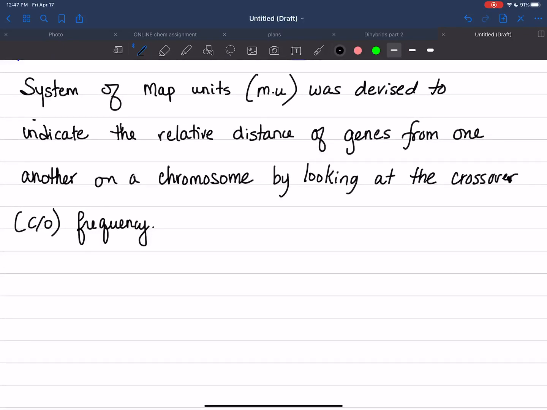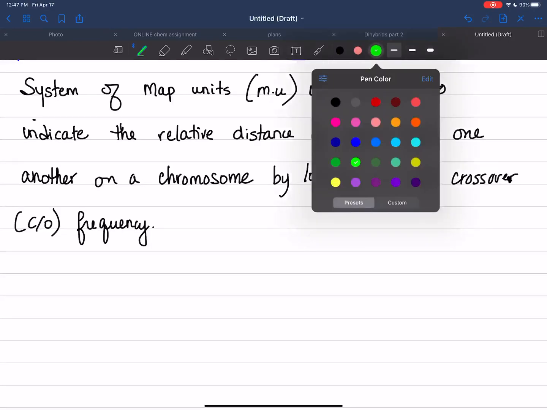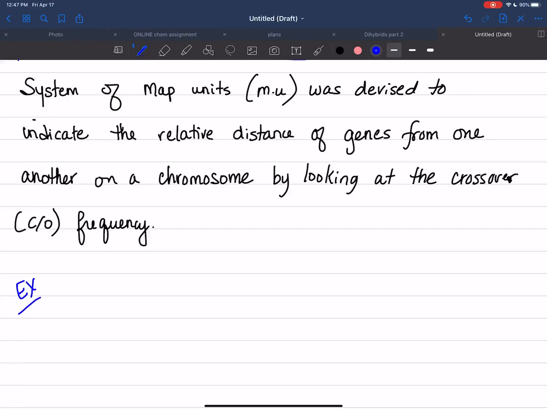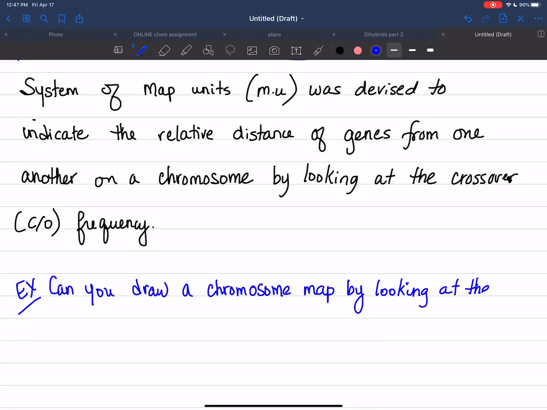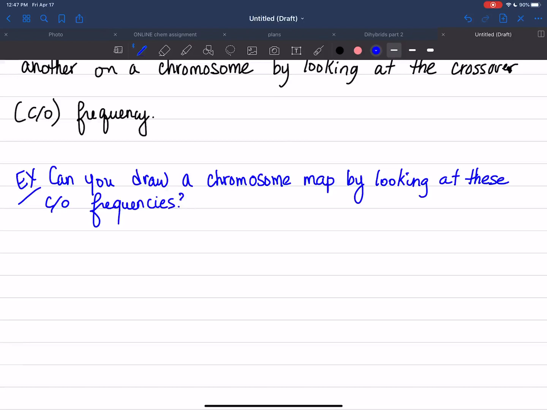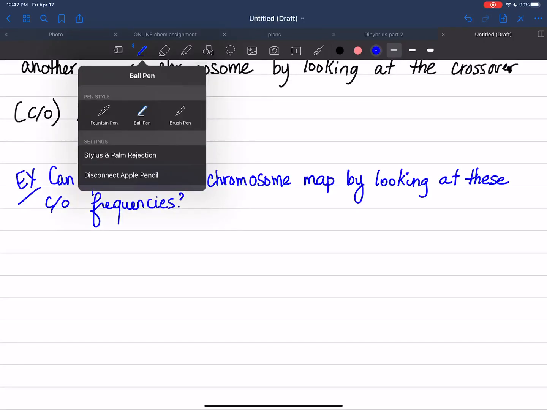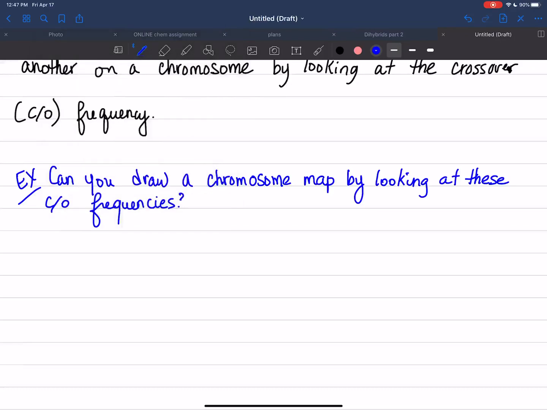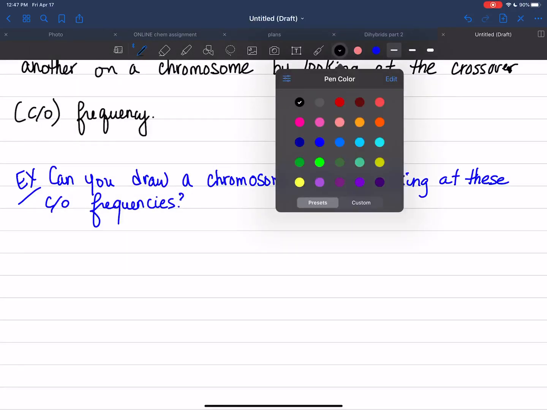So for example, this is one of the questions that you would have gotten on a diploma. It would say, can you draw a chromosome map by looking at these crossover frequencies? So we have, remember, for every percentage of crossover frequency, we have one map unit. Okay, so I'll give you some of this information.